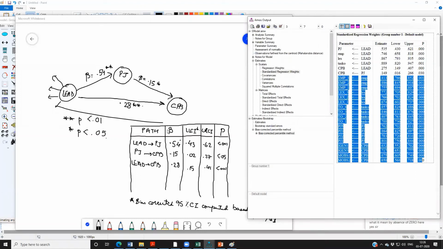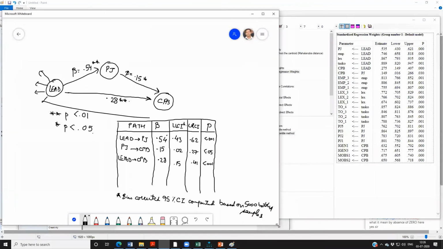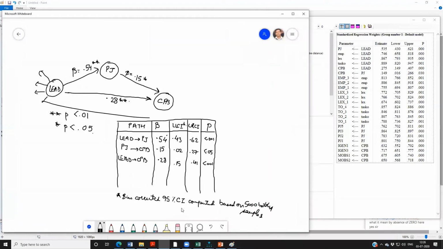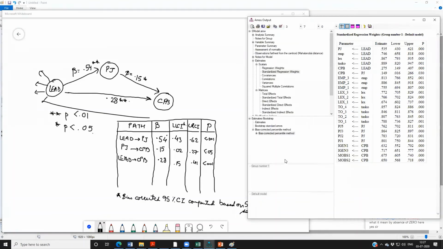and say that this was my coefficient and I ran bootstrap samples. I ran 5,000 bootstrap samples. I computed the bias corrected 95% confidence interval, and 0 is not lying in these confidence intervals, and therefore I can say that even correcting for non-normality, I have significant results that can be accepted and believed, right? So that is what we are doing here.